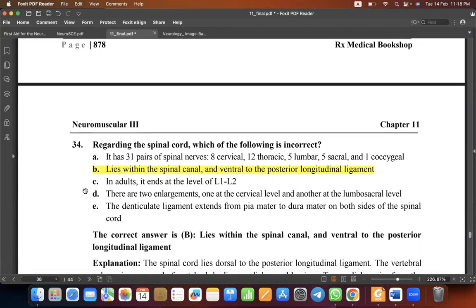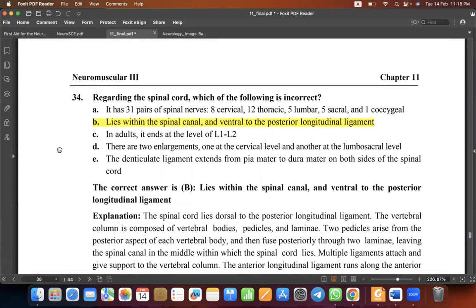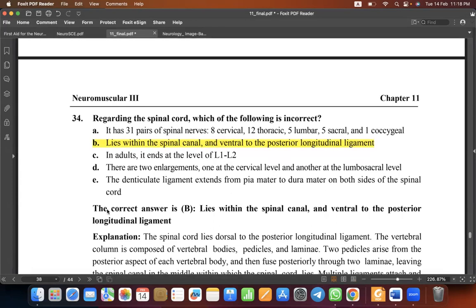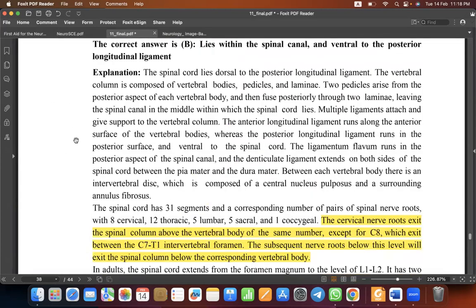I'm extremely sorry. It's a very easy one. I made a mistake. Now, the spinal cord lies dorsal to the posterior longitudinal ligament. The vertebral column contains the vertebral body, pedicles, and lamina. The lamina arises from the posterior aspect of the body, then fuses posteriorly. So I guess it's the best option. It is dorsal to the posterior longitudinal ligament. That is the best answer.